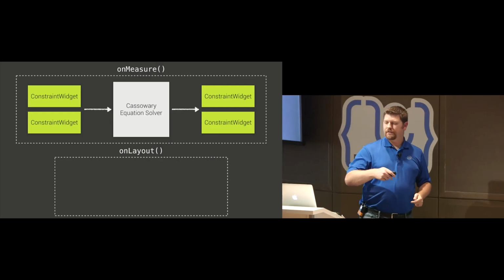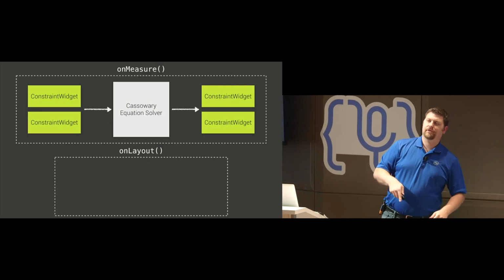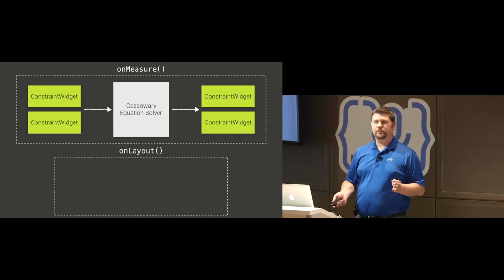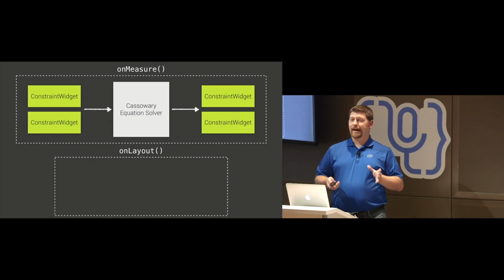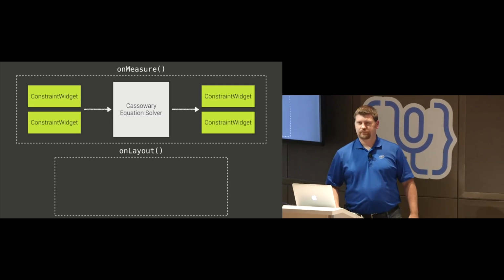Okay? So once measure is complete, all of the size and position information is done and has been computed for all of your views. So that means every time the constraint layout has to remeasure for any reason, it goes through that whole process again.